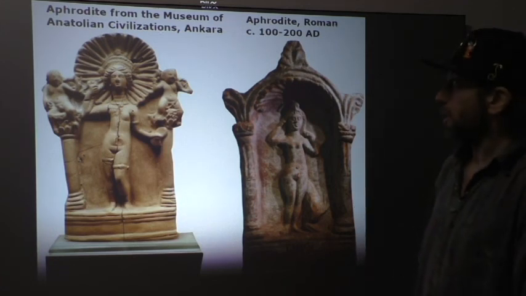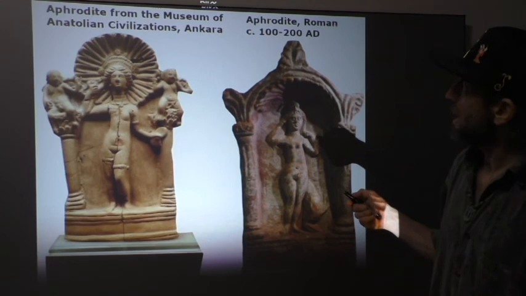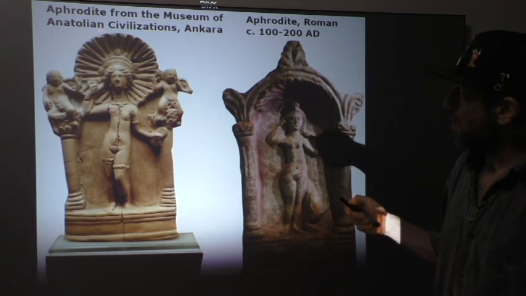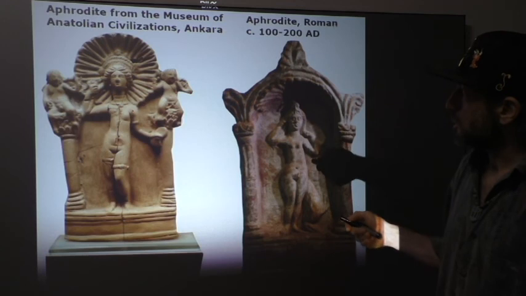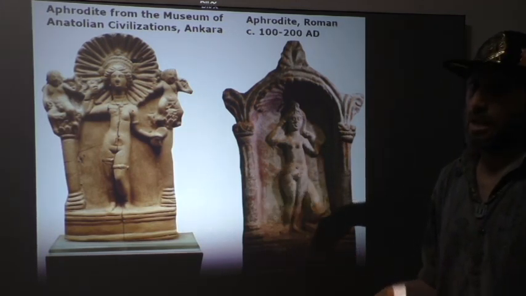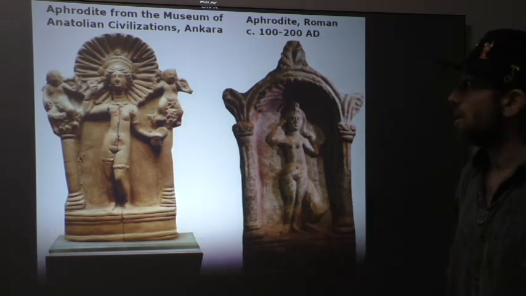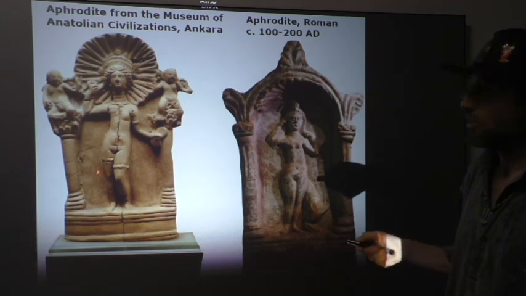Symbolism with Aphrodite here is much more apparent. So this is from the Museum of Anatolian Civilizations in Ankara, and all around Aphrodite's head are the gills and the mushroom cap right here. Now, of course, you could say that that's solar rays, but then we would be associating Aphrodite with the sun, and I don't think she's ever been really associated with the sun. That is a mushroom cap right there, and she is a mushroom goddess.